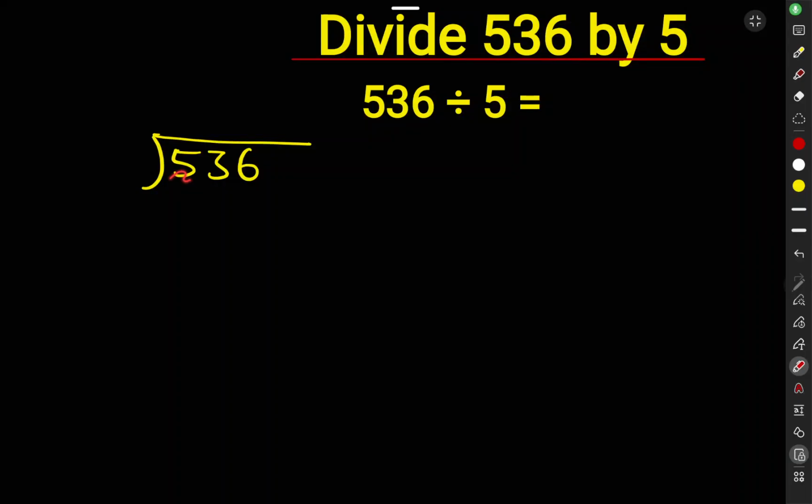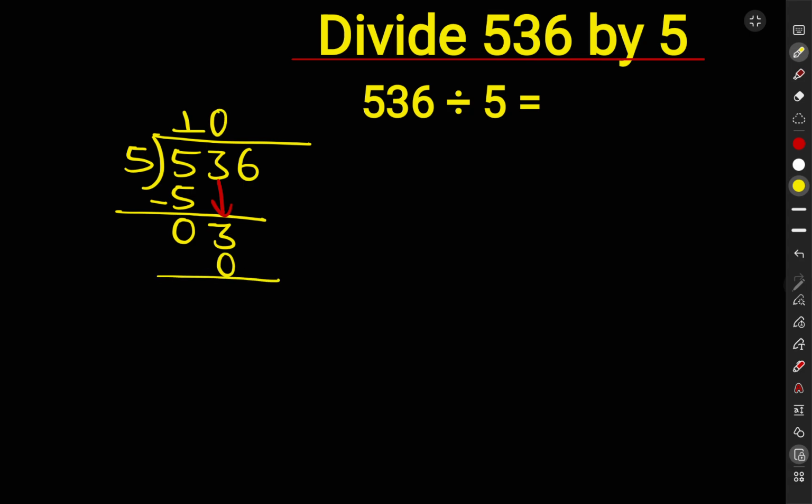We divide 536 by 5 in a long division method. 5 times 1 is 5. On subtracting we get zero. So now we put down these 3, and 5 times zero means zero. On subtracting we get 3.